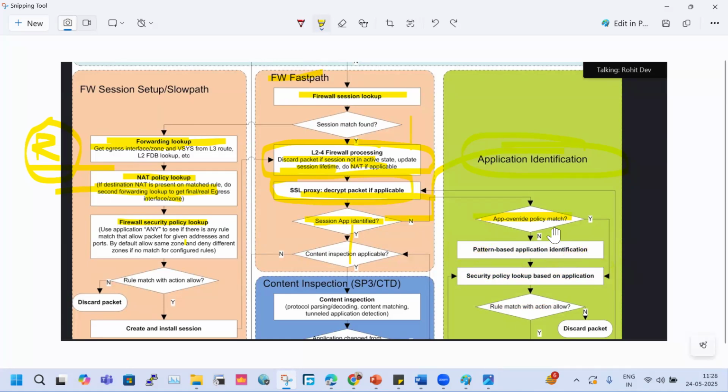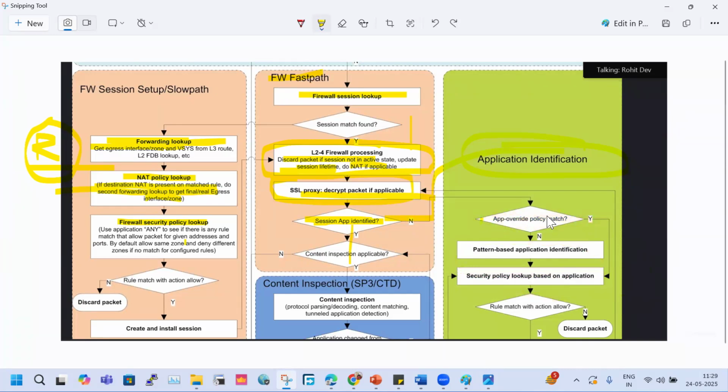What does override mean? Override means you do not need to go with the signature analysis for that particular traffic that we are defining in the override policy, right? Override policy means it will not do the signature inspection. It will not check the signature for that particular traffic that you define in your override policy. So if the override policy matches, it will not do the pattern-based identification. It will directly go to the stage of the policy lookup. Okay.